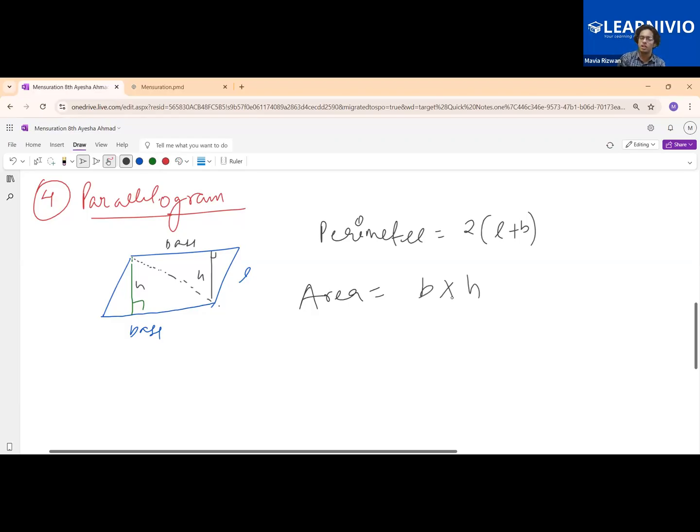Is this clear? Yes, sir. But always remember, what is the base? The base is the side where the height is landing. Height is falling on the base here, not on the length part. Okay, great. So this is the parallelogram.